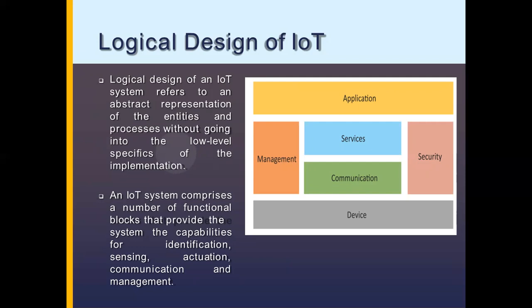An IoT system comprises a number of functional blocks that provide the system the capabilities for identification, sensing, actuation, communication, and management. All these come under the IoT system. Before we move on, we'll have a small example. We'll just see a simple example related to this topic. Okay.